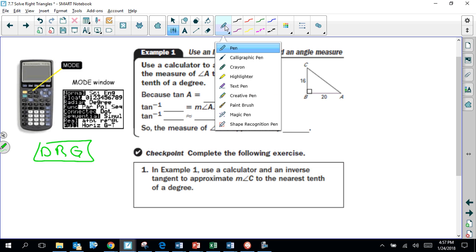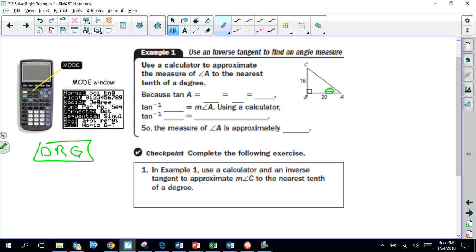So looking at the figure, here's my angle of reference. So this is the side here that's 16, that's opposite of the angle.